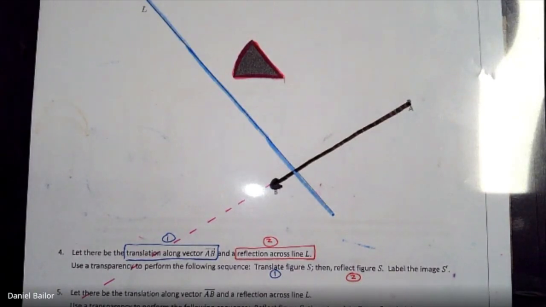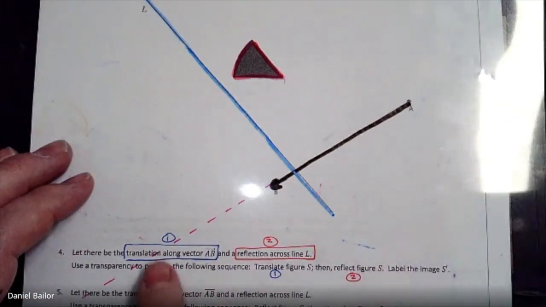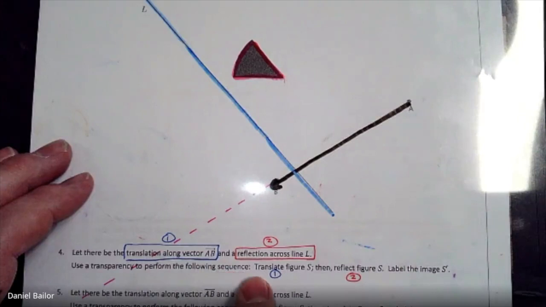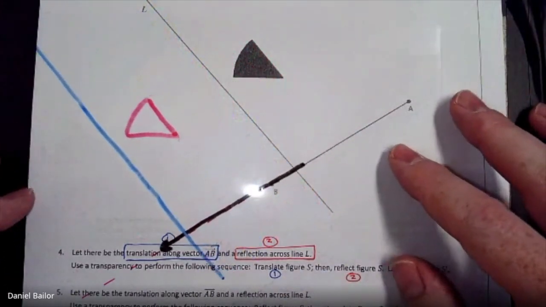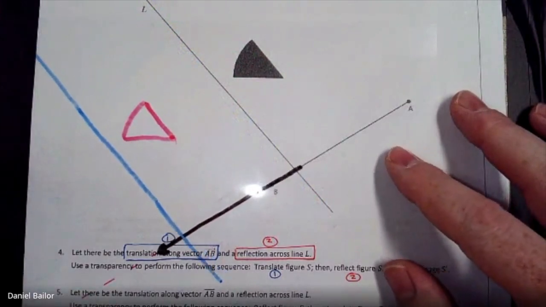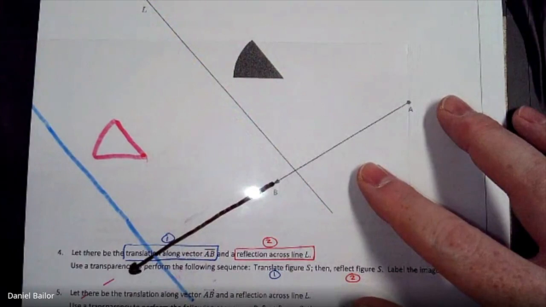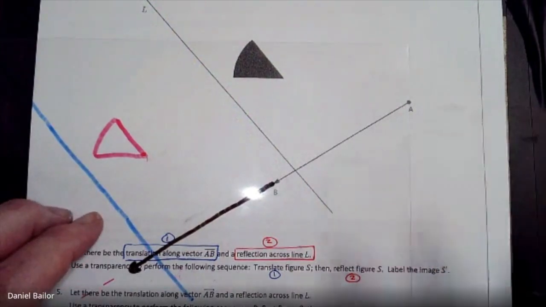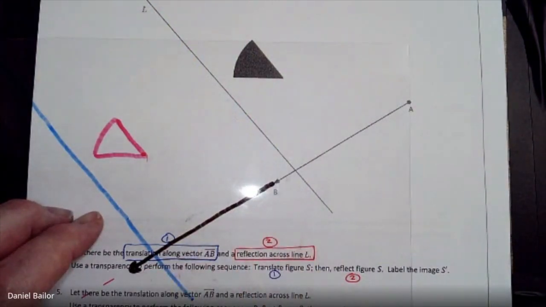So the first thing that they said was, let's translate. For number 4, translate was first. So let's slide on AB first. And I'm following my pink dotted line to make sure I stay the same direction. And I stop exactly when I moved one vector away. So I translated. I did step 1.